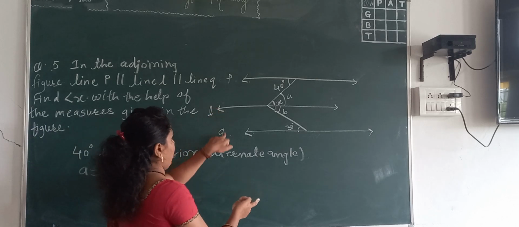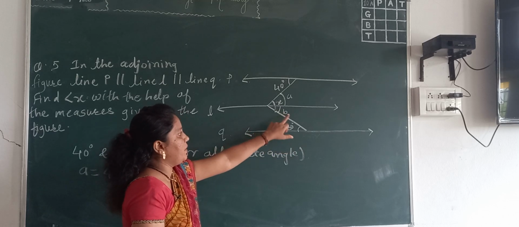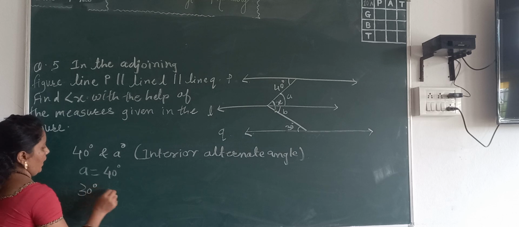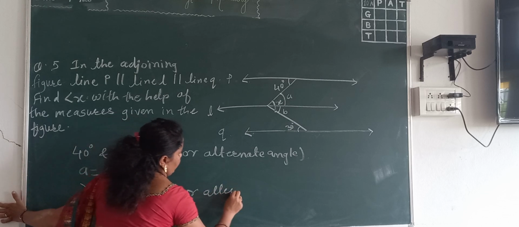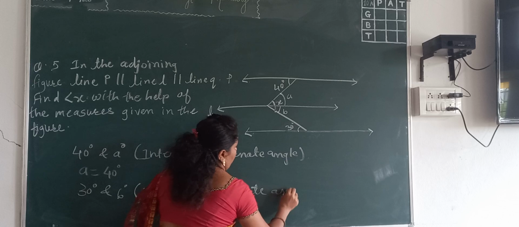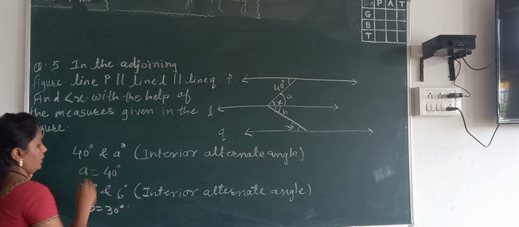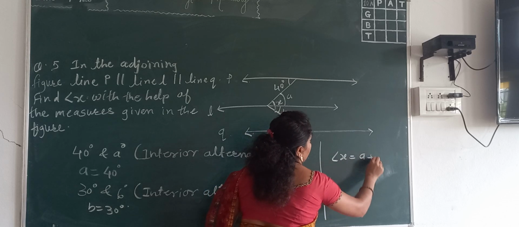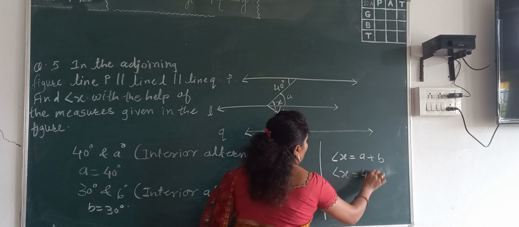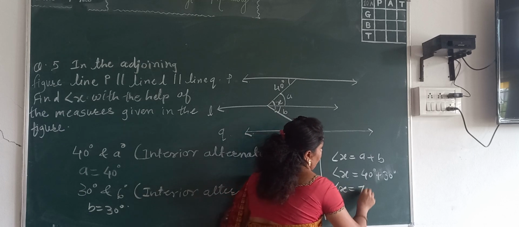Also consider lines L and Q, with this as the transversal. Here also, interior alternate angles B and 30 degrees. Then the value of B will be 30 degrees. Then angle X is equal to A plus B. Angle X is equal to 40 plus 30 degrees, which means angle X is equal to 70 degrees.